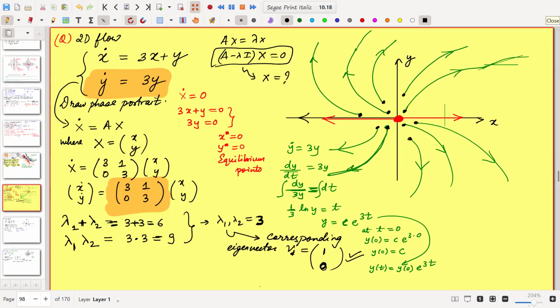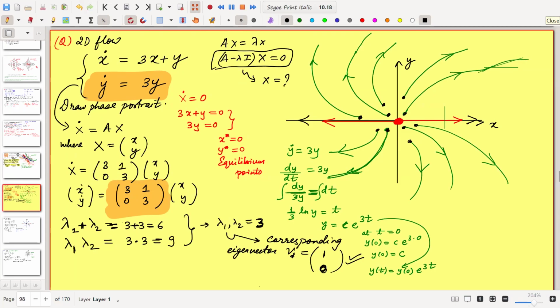But along this direction, it just goes outwards. There, y doesn't have any value because that is the x direction. Y is 0. If y equal to 0, x dot equal to 3x. So that also will diverge exponentially. Right? So you can see this is the phase portrait for this system.